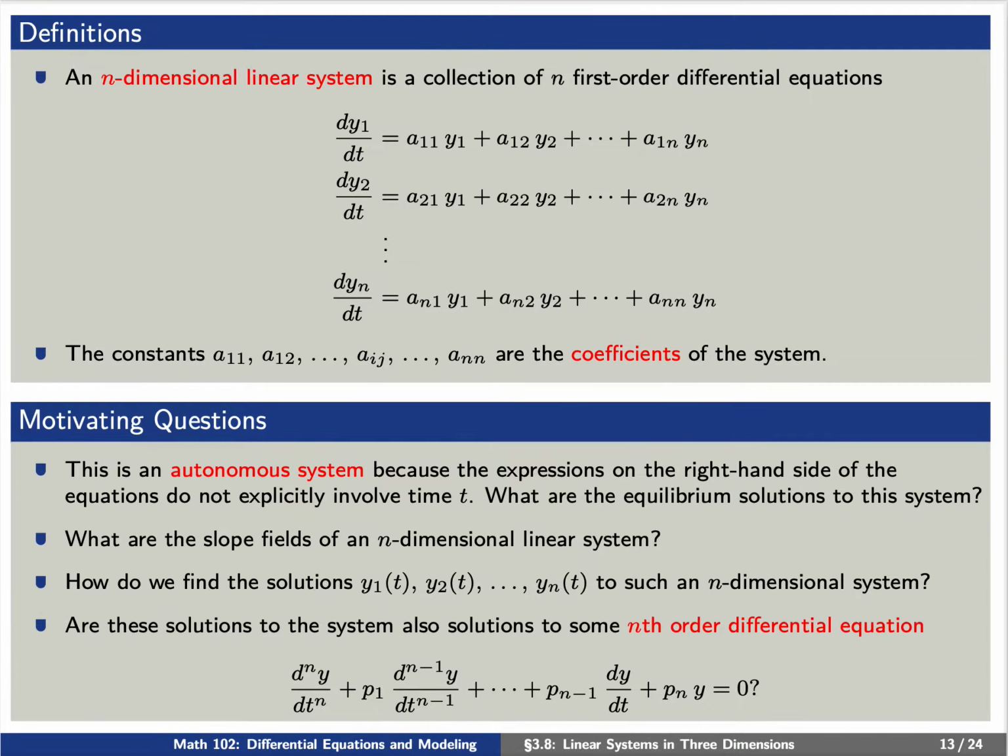We have a few motivating questions that we'll try to answer today. Notice that this is an autonomous system because the expressions on the right-hand side of the equations do not explicitly involve t. We'd like to know what are the equilibrium solutions for this system. Next, we'd like to try to find solutions y sub 1, y sub 2 to such a system. How do we do so? And finally, are the solutions to the system also solutions to some nth order differential equation involving constant coefficients p1, p2 through p sub n?